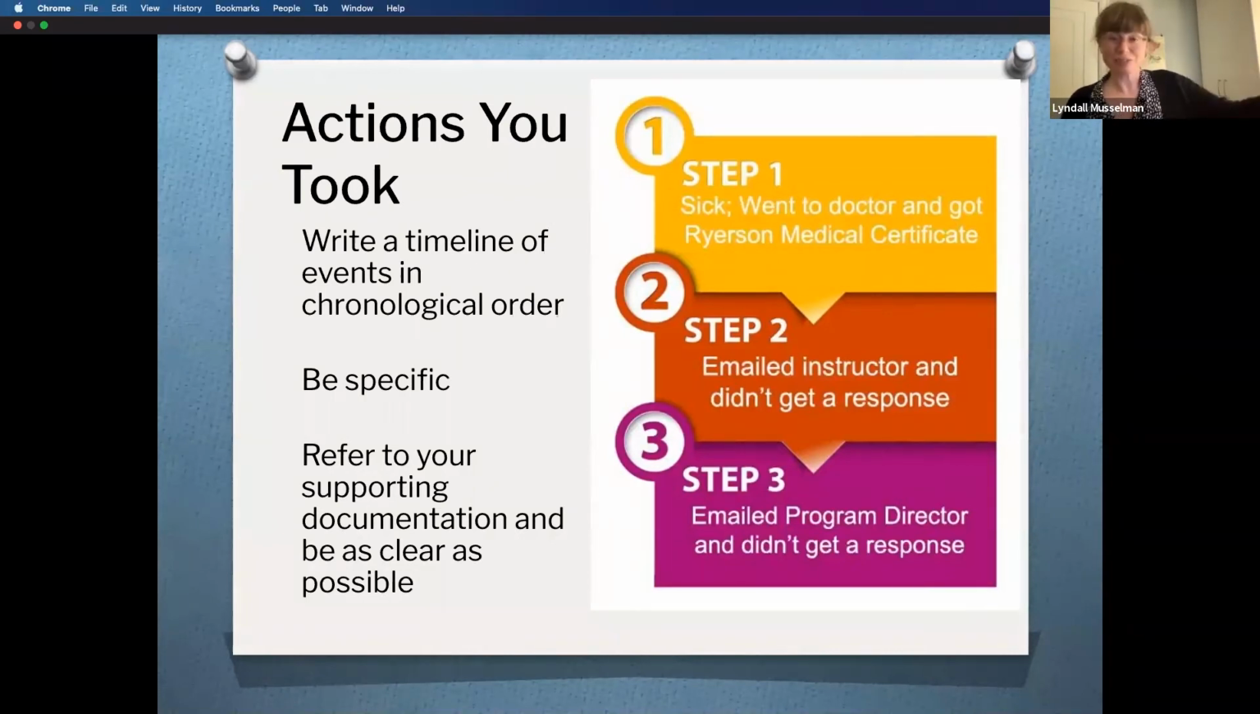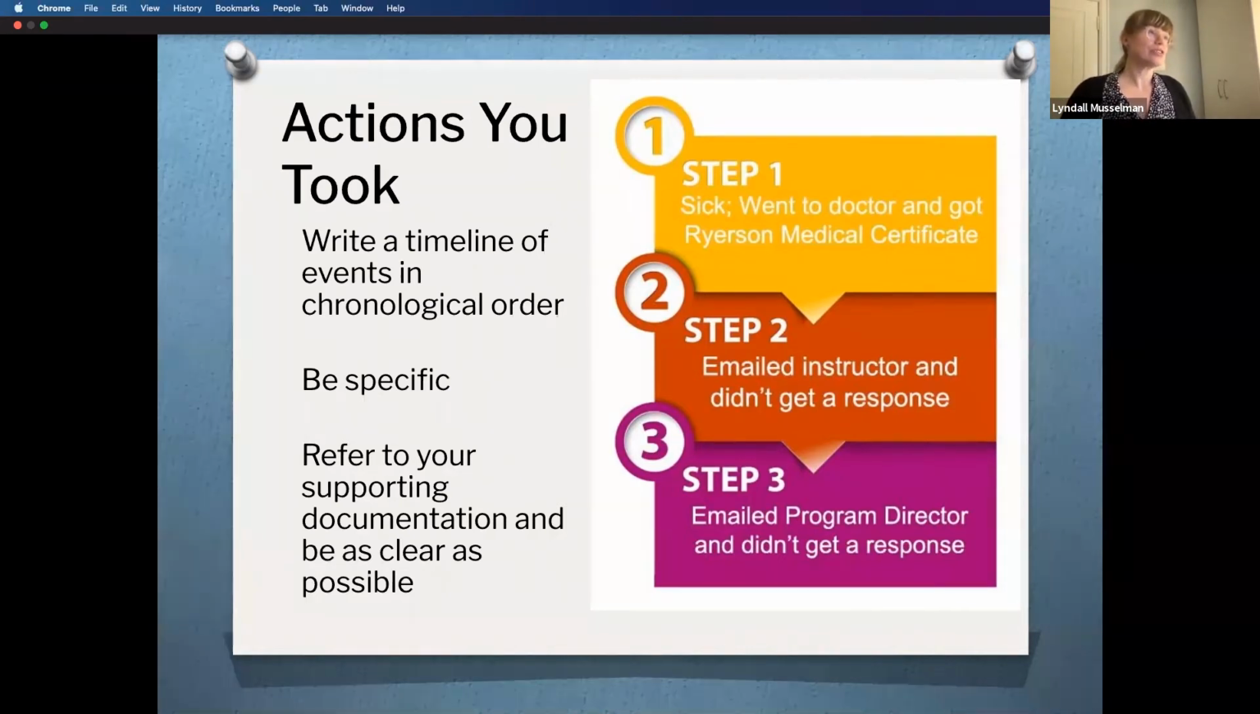But if you didn't get a response, that's an issue. Say you did follow the process that exists and you didn't get any response, or it wasn't clear that you could have a deferred exam when you asked for it. And then you emailed and followed up and you still didn't get a response, that would be a really strong case for you as a student to appeal.